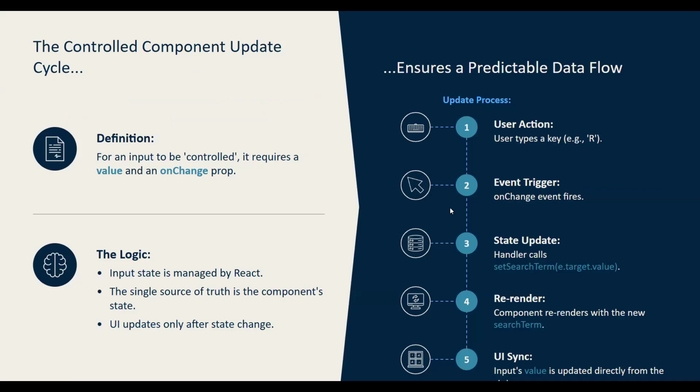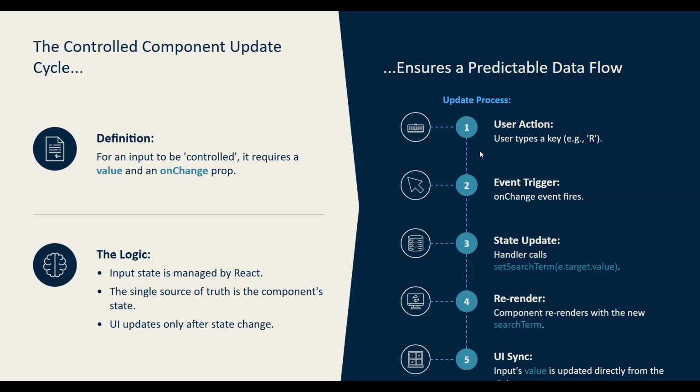Now, let's take a look at what actually happens step by step in a controlled component. For an input to be controlled, it needs two things: a value prop and an onChange prop. The value prop tells React what should appear in the input, and the onChange prop tells React what to do when the user types. So let's go through this process step by step, on the right side of the screen.